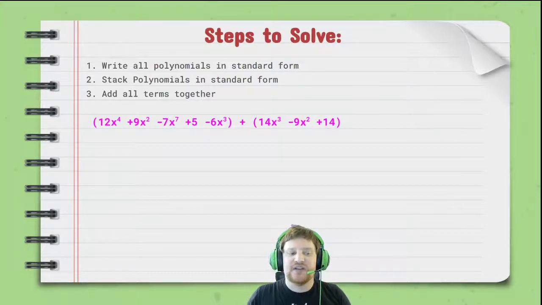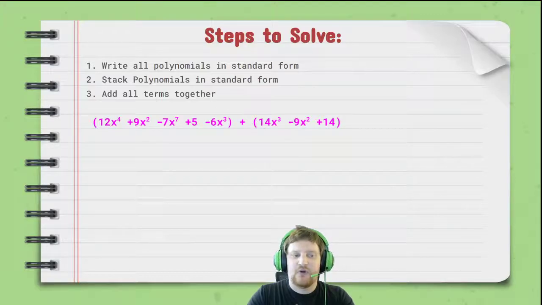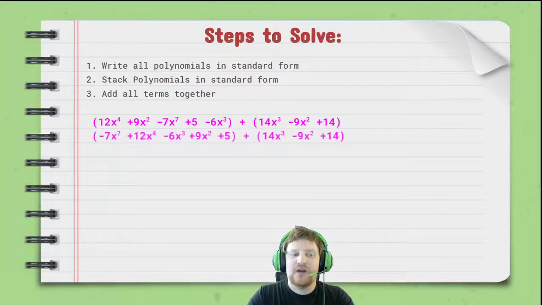So when I look at this, I see that I have an x to the 7th, then x to the 4th, x to the 3rd, x squared, and then a constant. And that's the order that I need to rewrite them in. X to the 7th, x to the 4th, x to the 3rd, x squared, constant. And do make sure that all the signs go with them. So the 7x to the 7th was negative. The x to the 4th had a 12 next to it, so it becomes positive 12x to the 4th.